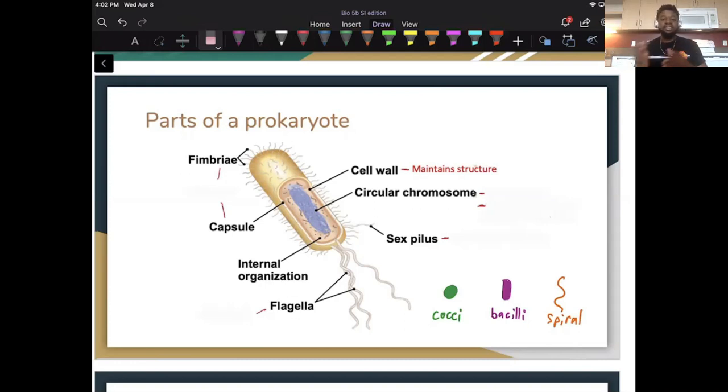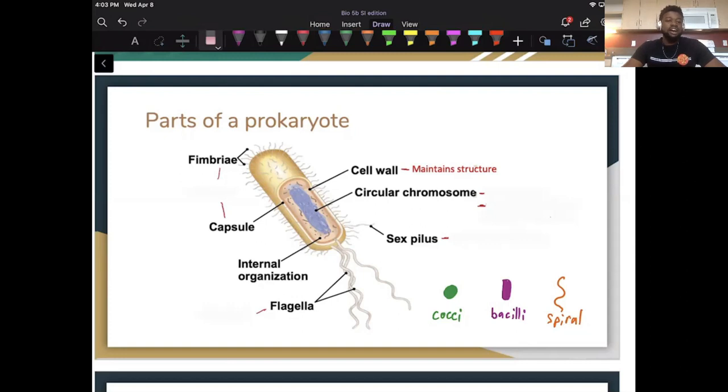So both bacteria and archaea are classified under prokaryotes. However, bacteria's cell walls are actually made up of peptidoglycan, whereas archaea's cell walls, if they do have them, are usually made up of sugar and protein components that do not include peptidoglycan. So please remember that on the test or just moving forward, those two cell walls are not made up of the same things.